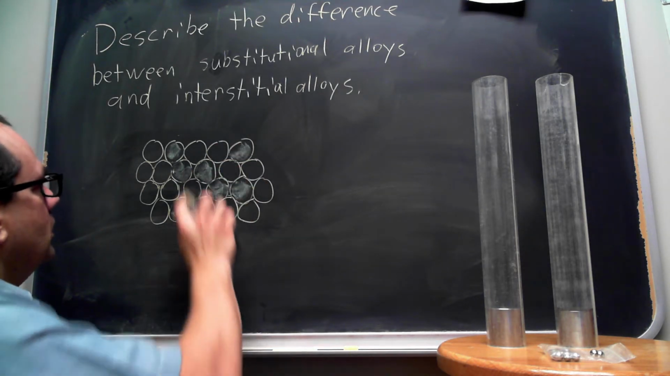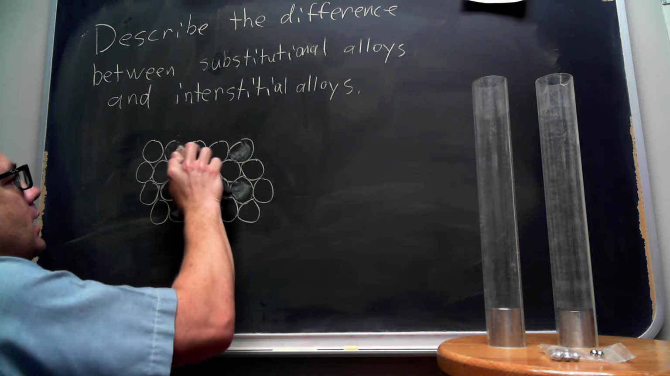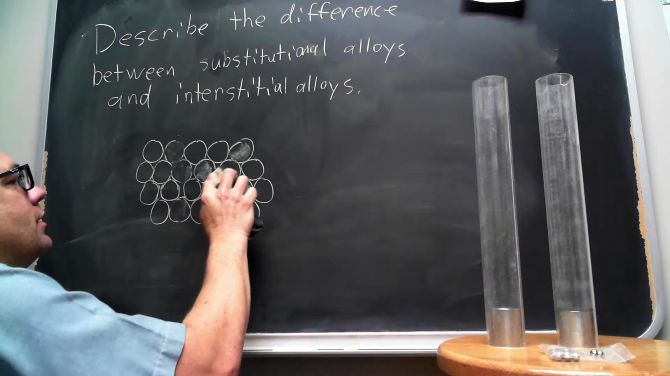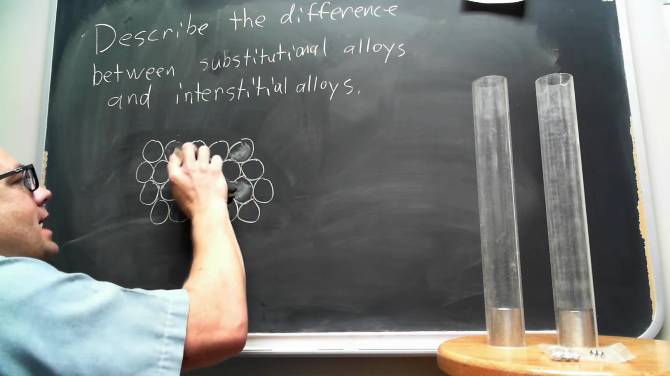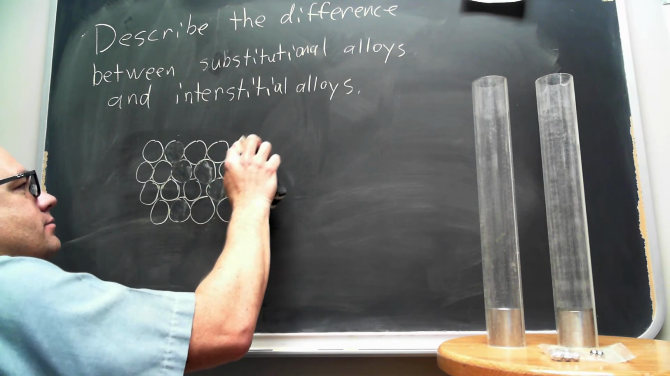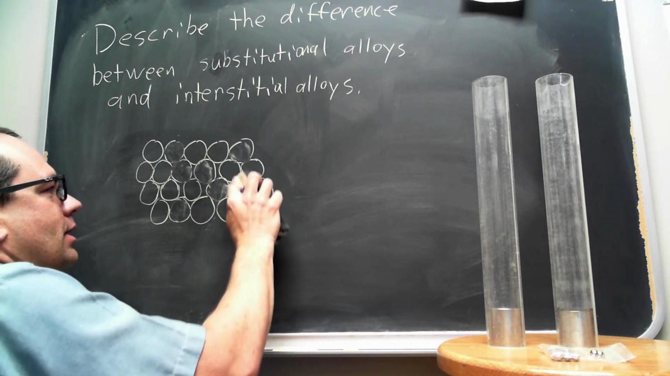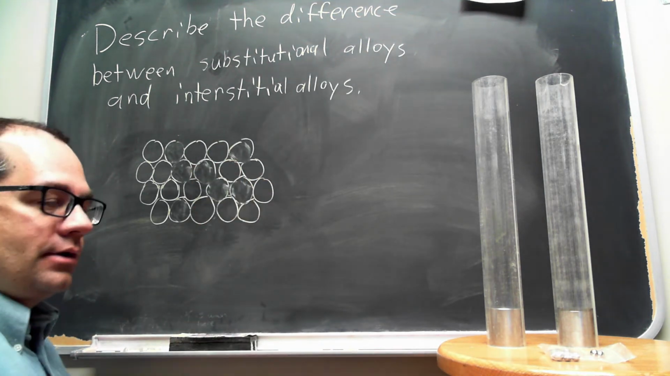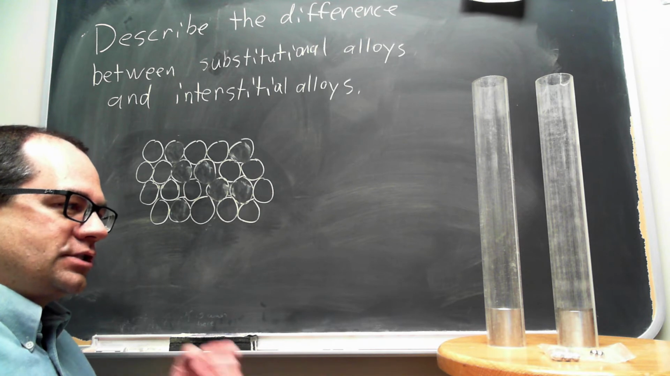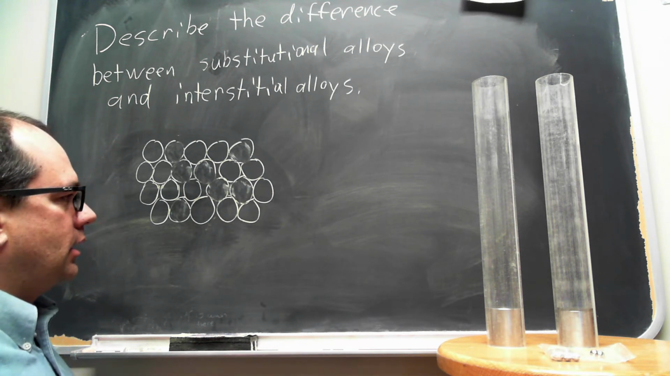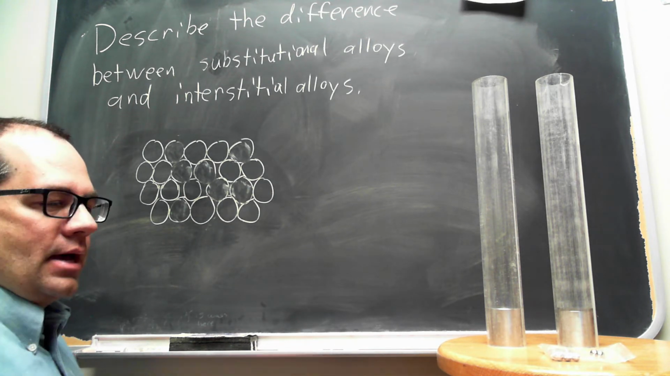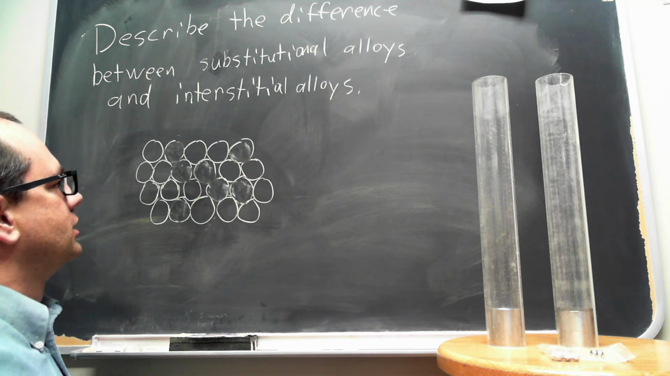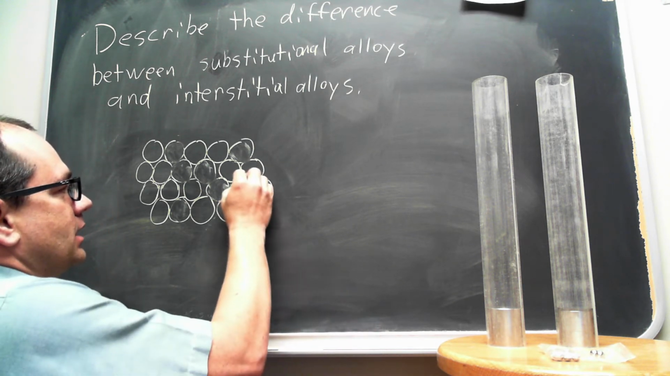Okay. Now, for an interstitial alloy, we don't have atoms that are about the same size. They're not within about 10% of the size of each other. Rather, what you have are really small atoms compared to the metal atoms usually of interest. An example of this would be something like steel.